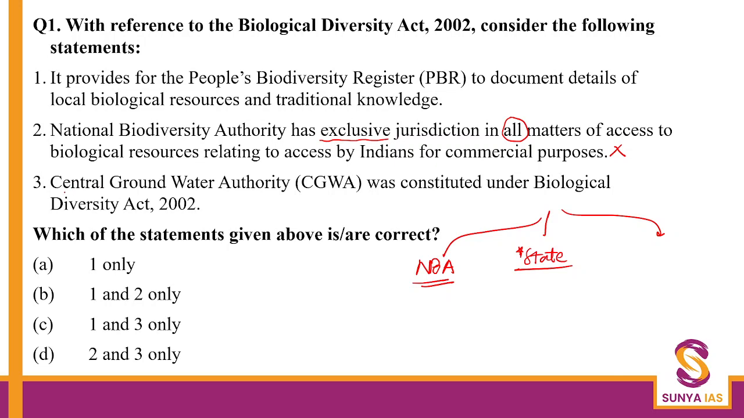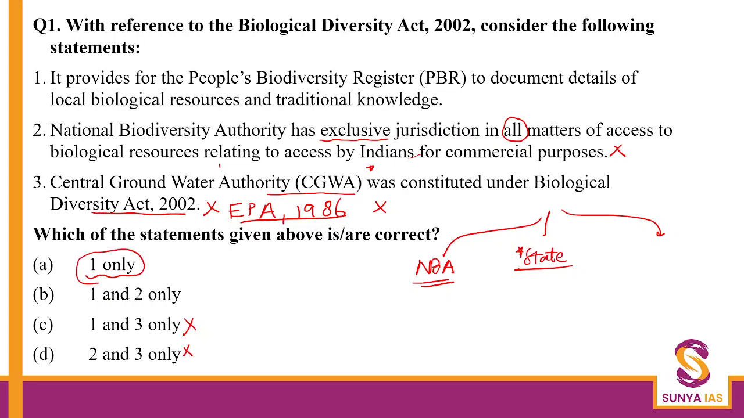Third statement, the Central Groundwater Authority. This body, by the way, has been asked twice by UPSC in the last 3 years. It was constituted under the Biological Diversity Act. Now this is actually wrong. This body is constituted under the Environment Protection Act of 1986, which makes statement 3 wrong. Here only statement 1 is correct.